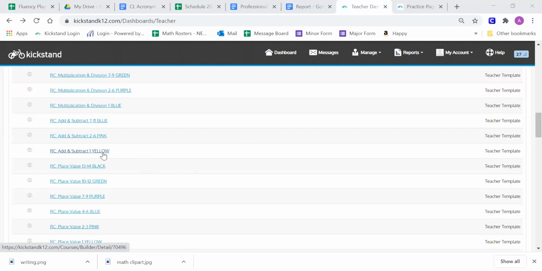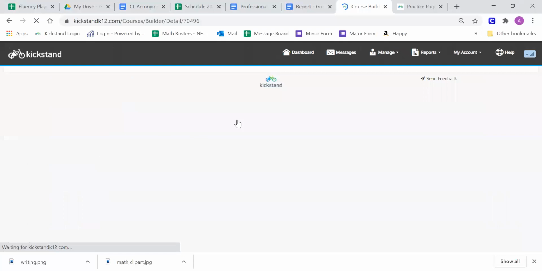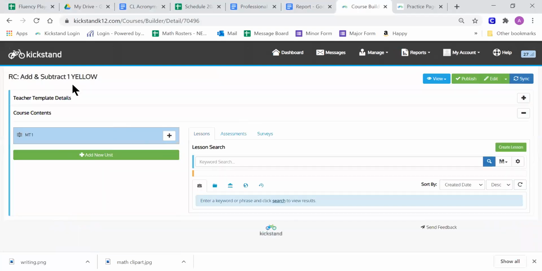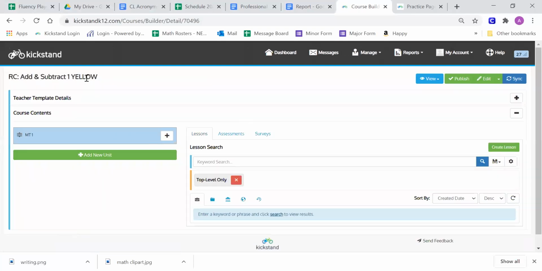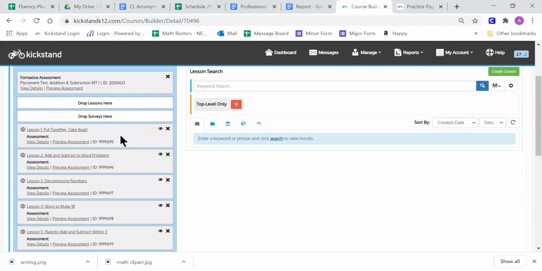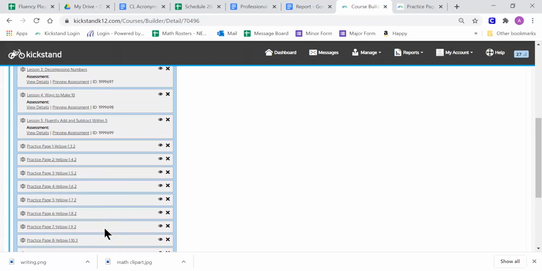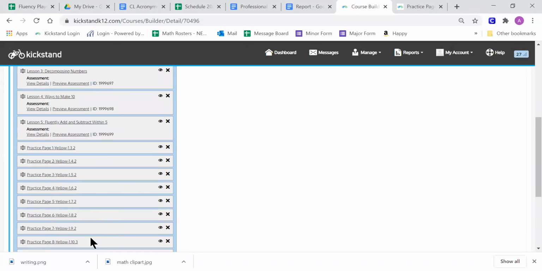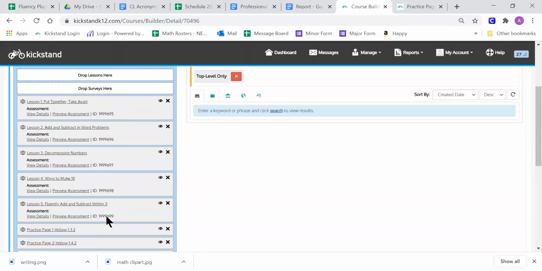So the organization with this is I have my course, which is up here. And for example, this one is add and subtract 1 yellow. So when I go into it, the way it's set up is I have lesson 1, lesson 2, lesson 3, 4, 5, and then I have practice pages that correlate with the lessons that the students are being taught.